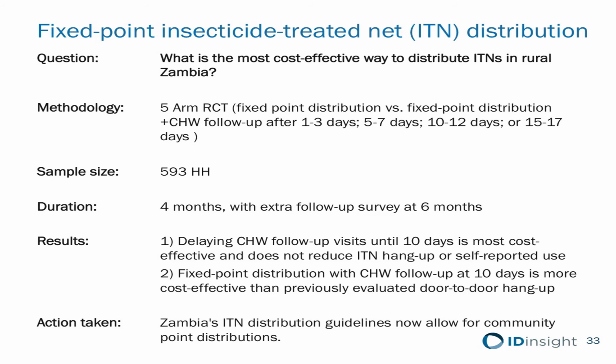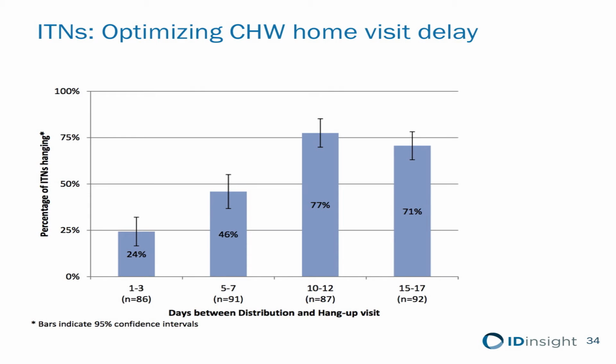And this led to the Zambian Ministry of Health issuing an order that districts now should do fixed point community distribution with some community health worker follow-up. So a very operational question, but one where there was a high degree of uncertainty within the ministry, which we were able to answer rigorously in time for their decision to be made.